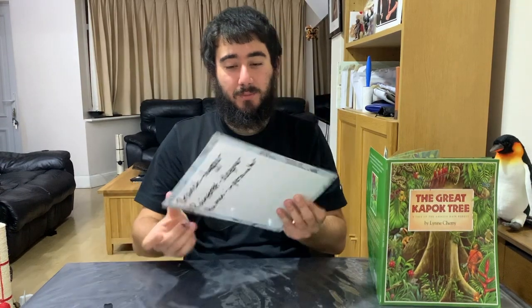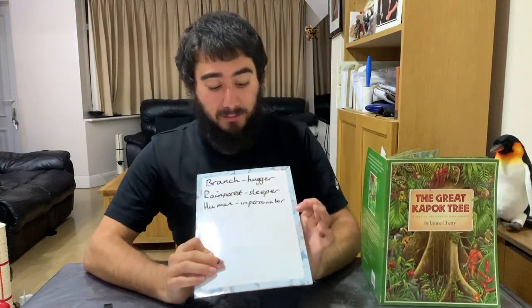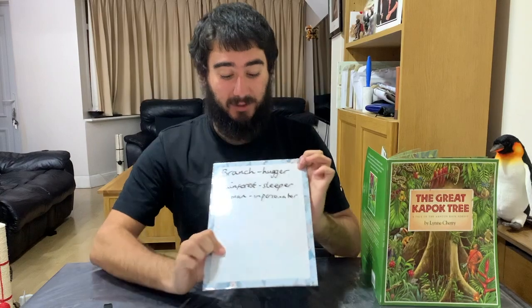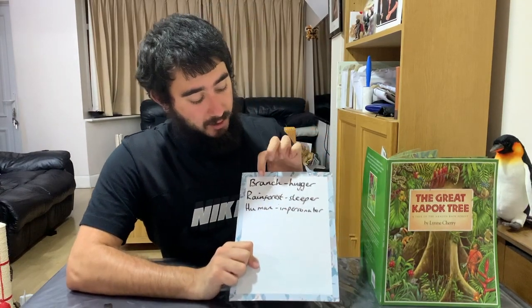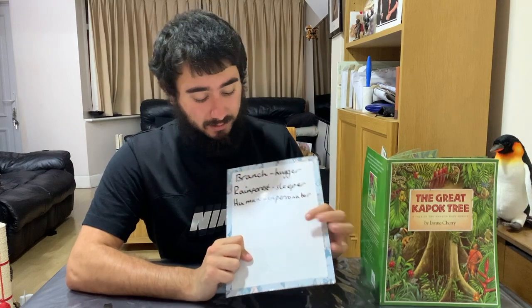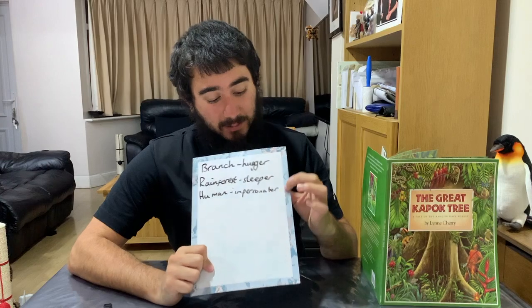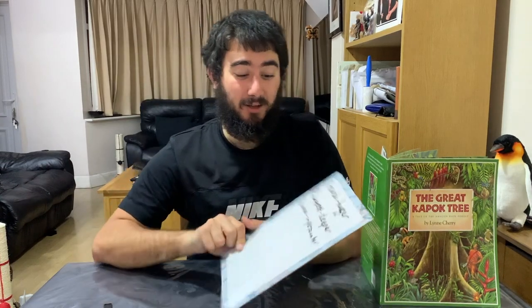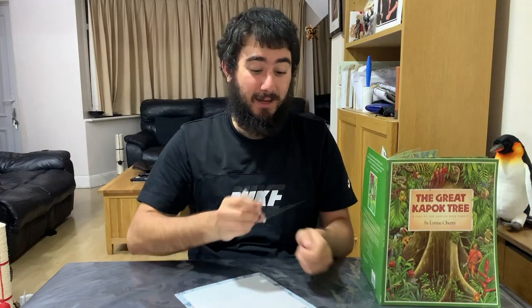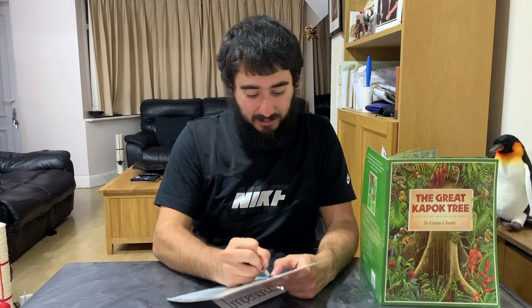Okay, so here is my kenning poem for this animal. Now I know which animal it is, but you don't, but this is your last chance to try and guess what it is. So I've got branch hugger, rainforest sleeper, and human impersonator. Okay, so that is my kenning poem about my animal. I'm going to give you a second to guess it. You can pause the video if you want to. I'm going to write down the name of my animal that I was describing and I'm going to show you what it is.